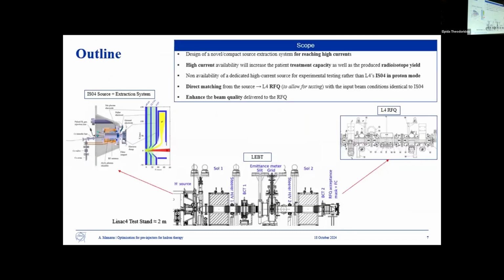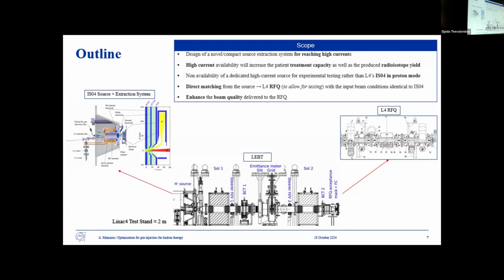All right, so here is the outline of this work. We needed to design a novel compact extraction system able to reach high currents. By having high current availability, we can increase the patient treatment capacity as well as the produced radioisotope yield. Now, just to mention that for our simulations and experimental testing in the future, we need to use the only available spare ion source at CERN and a Linac4 test stand, similar to the Linac4 current ion source, which is named IS04. The scope was double: to have a direct matching from the source to the Linac4 RFQ to allow for further testing, while also trying to enhance the beam quality injected to the RFQ.